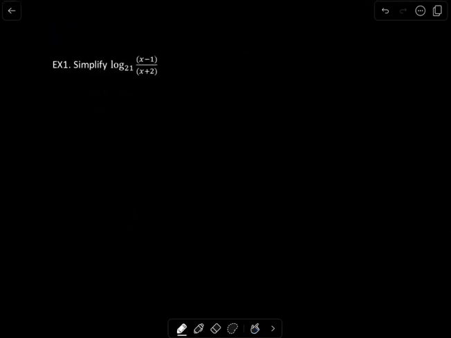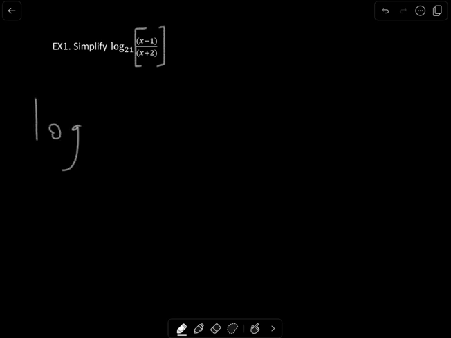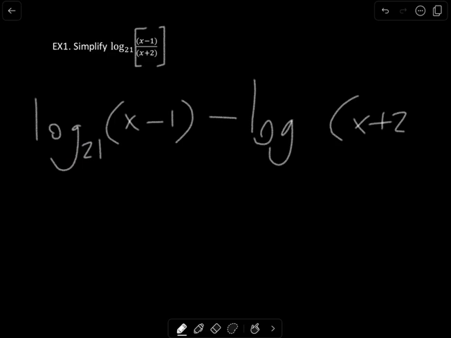All right, exercise 1, simplify log of, and just note that there is a bracket around this fraction. Okay, so simplify that using the log properties. So this one is going to be log of, we can see we have division. So it's x minus 1 divided by x plus 2. So it's going to be log of x minus 1 to the base 21, minus, division becomes subtraction, and then we're going to have log of x plus 2 to the base 21.